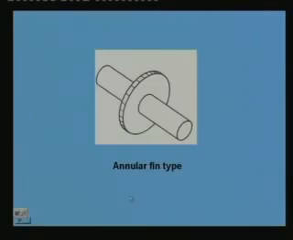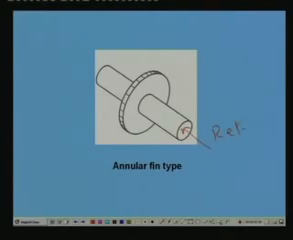Next, this is the annular fin type. That means you again have a tube through which refrigerant flows, and you also have an annular fin. The annular fin is attached to these tubes. So heat transfer takes place from the bare surface of the tube and also from the surface of the fin. This kind of condenser is known as the annular fin type of condenser.